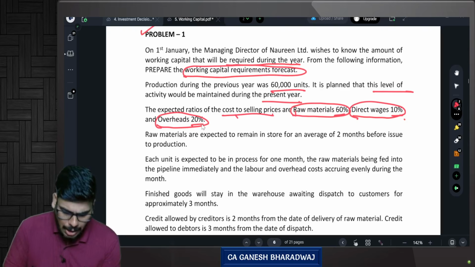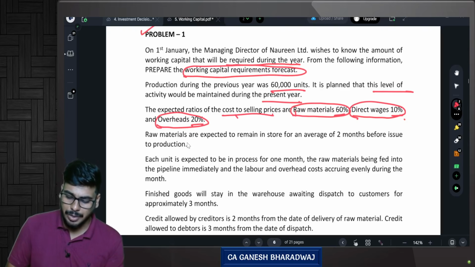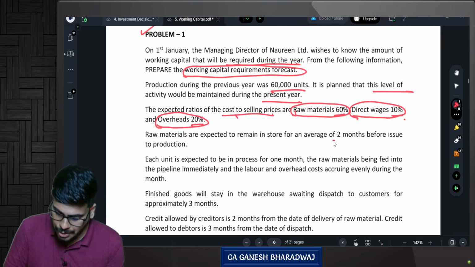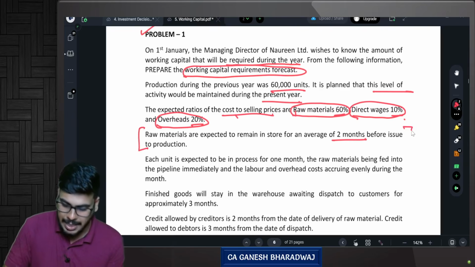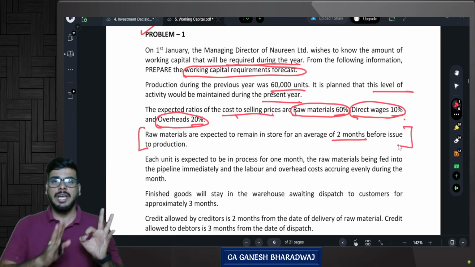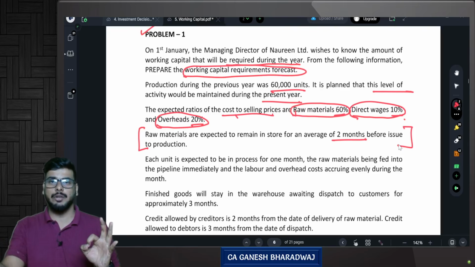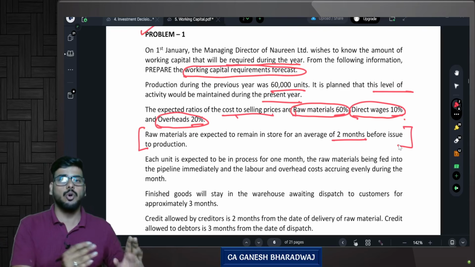Next, raw materials are expected to remain in store for an average of 2 months before being issued to production. So basically they are saying, if I purchase a raw material today, I will not immediately start converting it into an FG. It has to wait in the godown for 2 months.